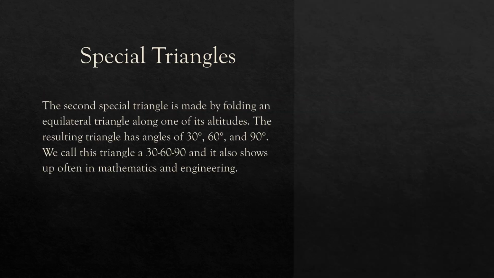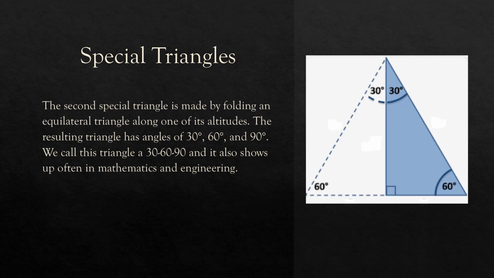Another special right triangle is made by folding an equilateral triangle along one of its altitudes. The resulting triangle has angles of 30, 60, and 90. We call this a 30, 60, 90 triangle. It also shows up often in mathematics and engineering. So this blue side is the 30, 60, 90 triangle, and you can see that it's half of the equilateral triangle.